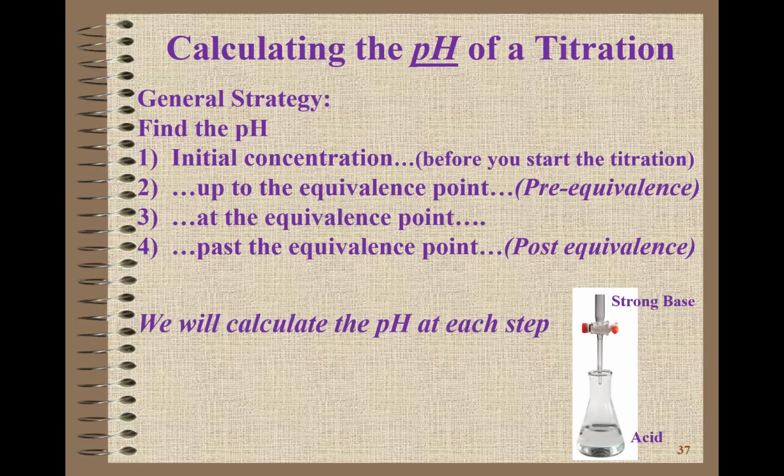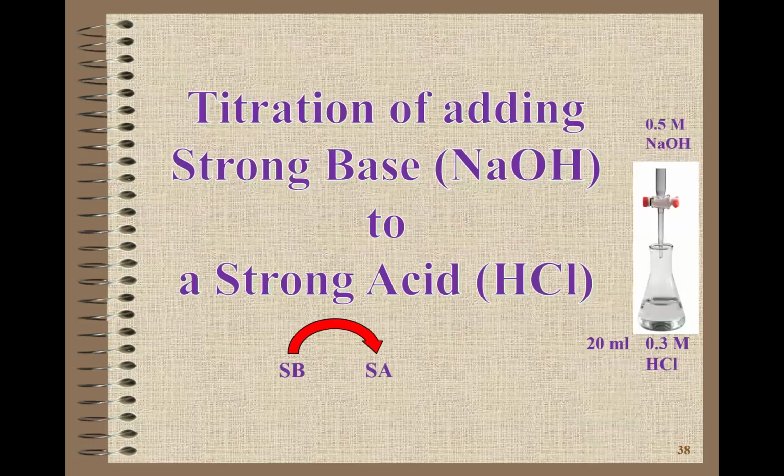And at each step, we're going to calculate the pH. That's just a preview. So here we go. Good morning, Akil. We are going to titrate the strong base with the strong acid. SB, strong base, strong acid. Strong base is NaOH. Strong acid is HCl.